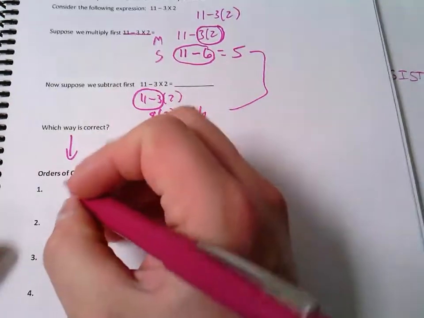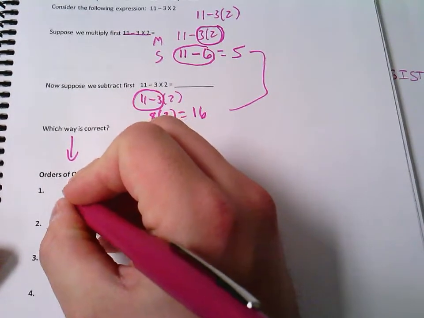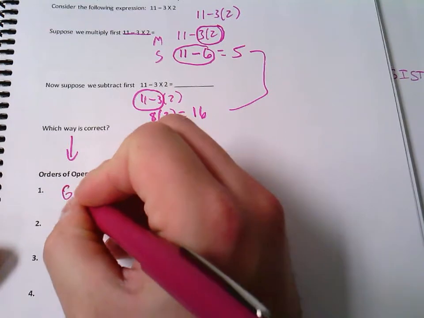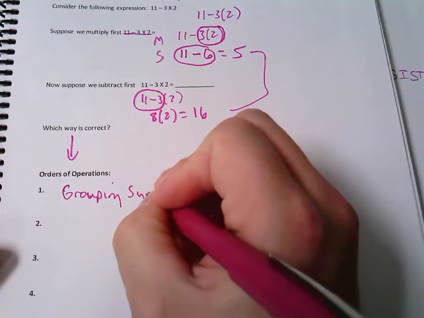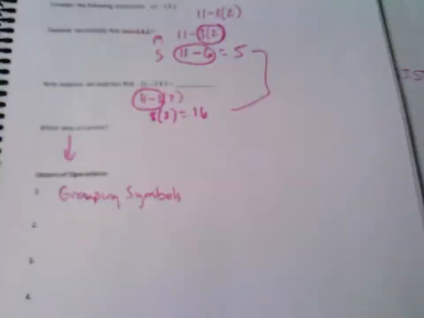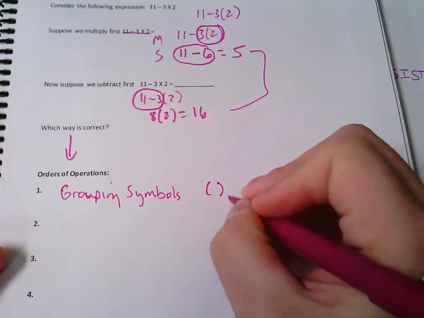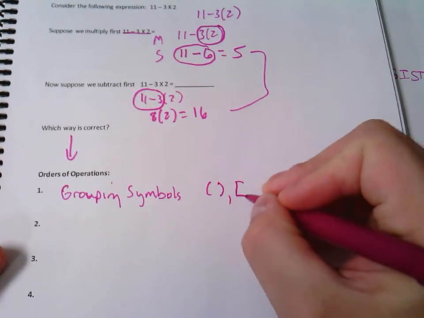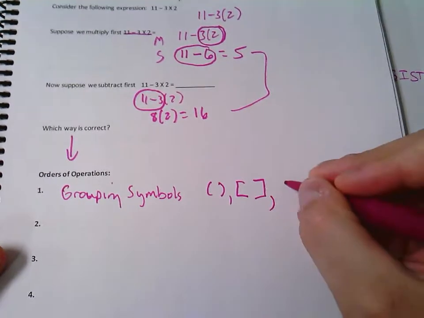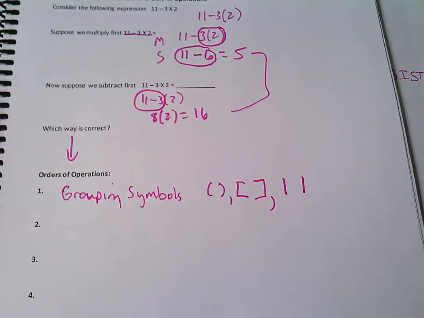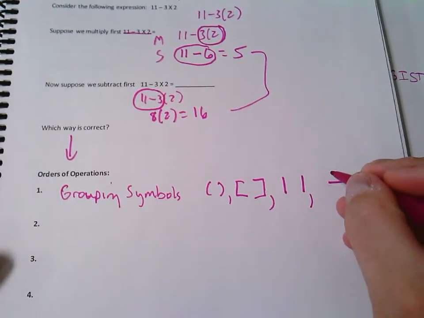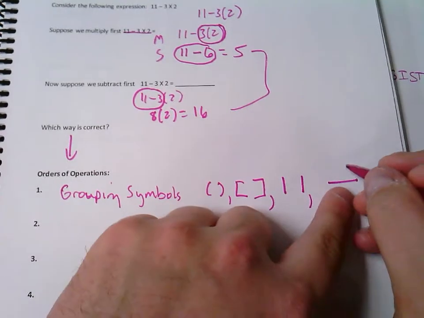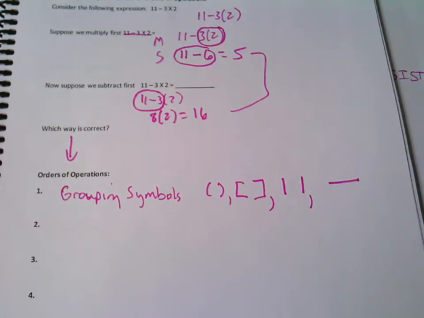The first thing that you do is any operations within grouping symbols first. That would be your parentheses. That would be brackets. Sometimes you see problems with brackets in it. Sometimes there's absolute value. And I'll even include the fraction bar, because sometimes you might have operations on the top of a fraction and operations on the bottom of a fraction. So that would be considered a grouping symbol.